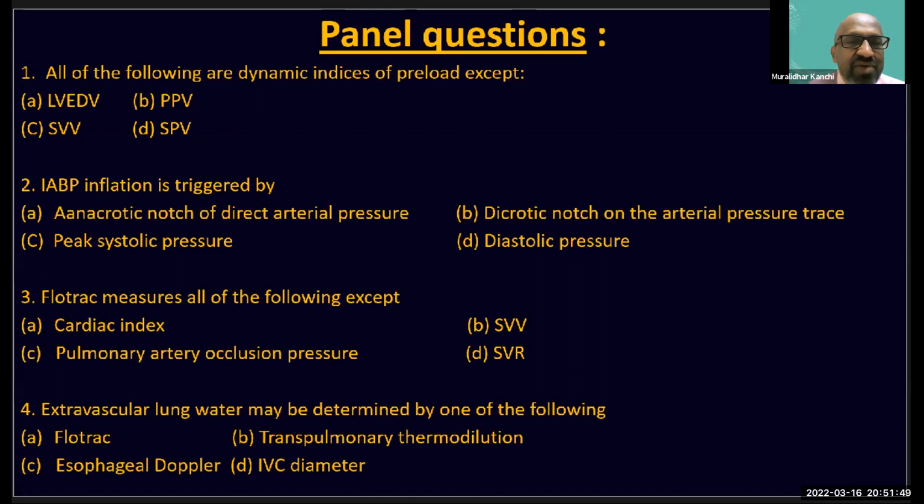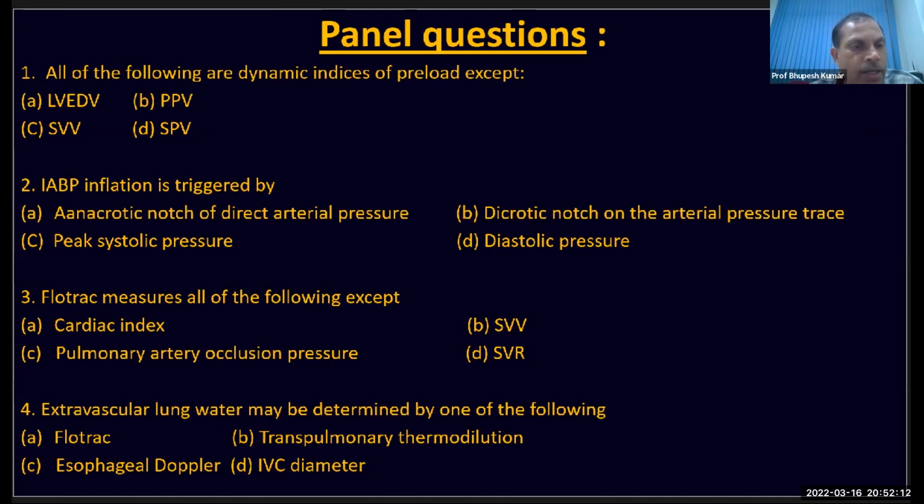Bhupesh, IABP inflation is triggered by which of the following events in the arterial pressure tracing? Is it the anacrotic notch, the dicrotic notch, the diastolic pressure, that is the least pressure in the arterial waveform, or the peak systolic pressure? The answer to this is the dicrotic notch on the arterial pressure trace.